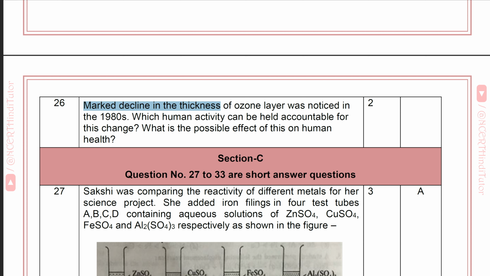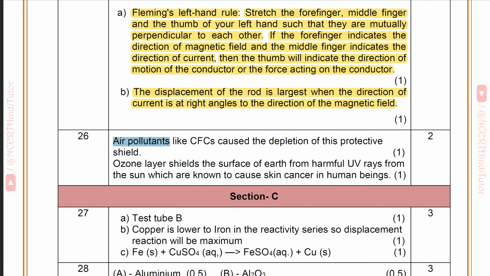Question 26. Marked decline in the thickness of the ozone layer was noticed in the 1980s. Which human activity can be held accountable for this change? Which is the possible effect of this on human health? Answer: air pollutants like CFCs cause the depletion of this protective shield. Ozone layer shields the surface of the earth from harmful UV rays from the sun, which are known to cause skin cancer in human beings.